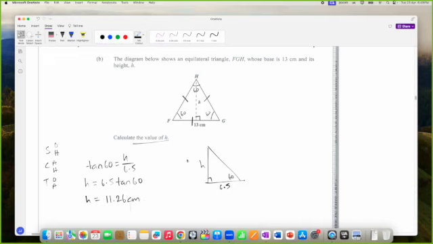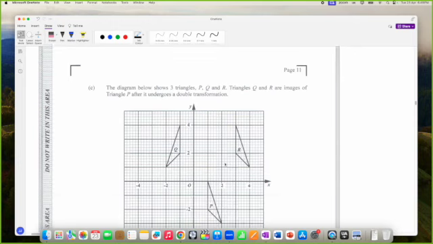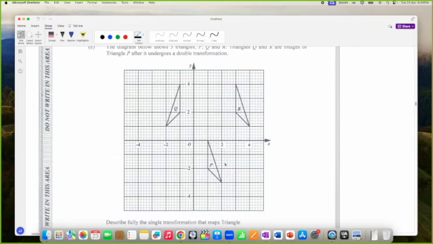Anybody thought of a different way of doing this? I'm sure there must be another way. It's almost 7 o'clock. Ooh, look, we have a transformations question here.